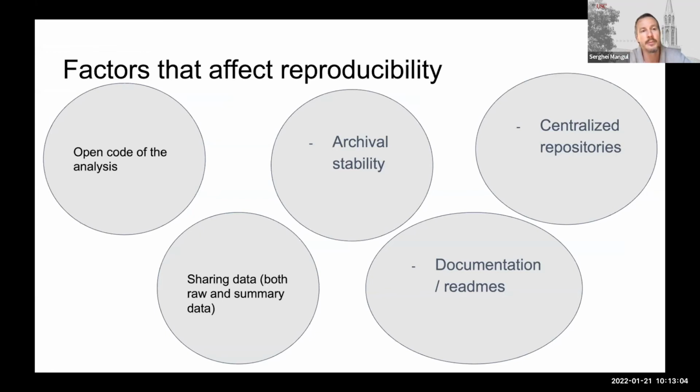A centralized repository is important because people can search. They can go, let's say, on SRA and look through all the data sets, because they will assume everything is there, rather than looking across the web, which might be challenging. Sharing data: both raw and summary data need to be shared. And documentation or Readme files are essential so others can reproduce the results you did and understand how the repository is organized.